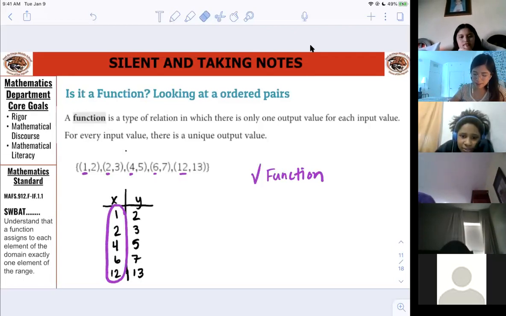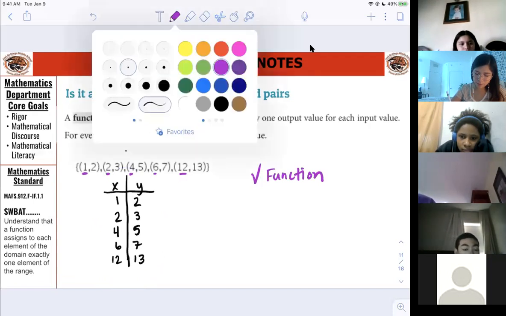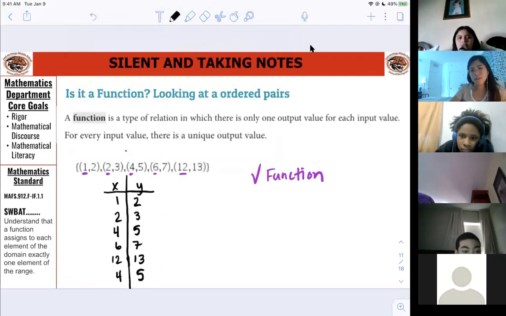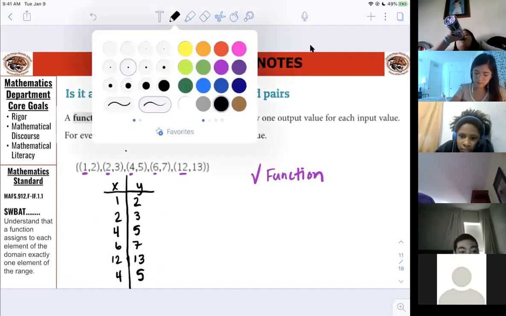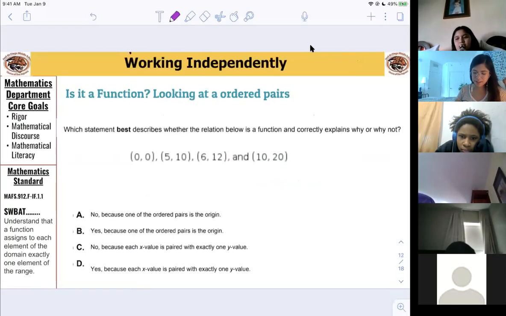And then remember what I said before, that sometimes they like to trick you a little bit. So be very careful, because what if they did this? What if they had one more and it was this? Is that still a function? Yes, because the third one has 4 and the last one has 4. They both have a 4, but they both have a 5 too. They're going to the same place, so it's still a function. So that doesn't matter. That's still a function. They always try to trick you. So don't get tricked. All right, here we go.